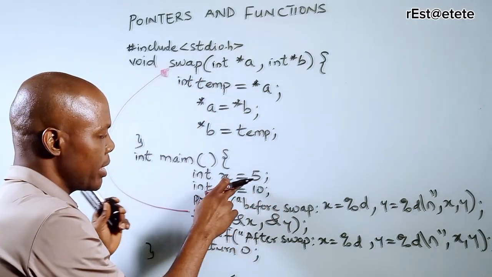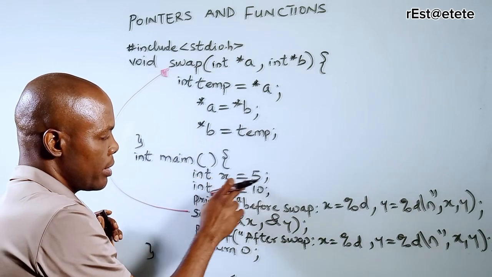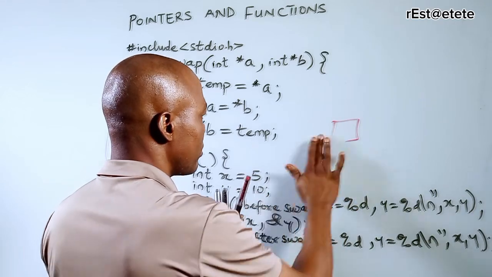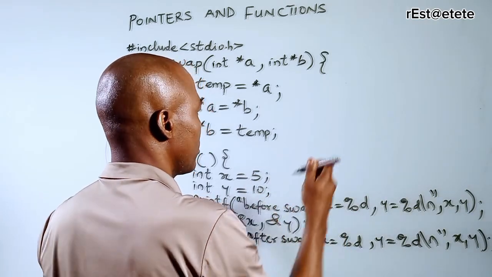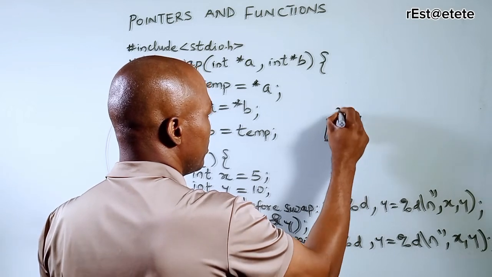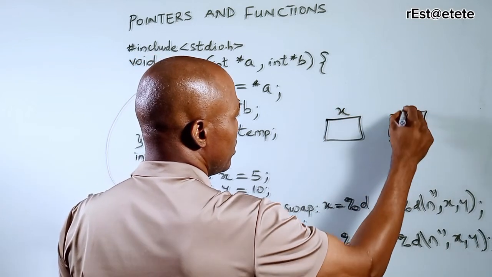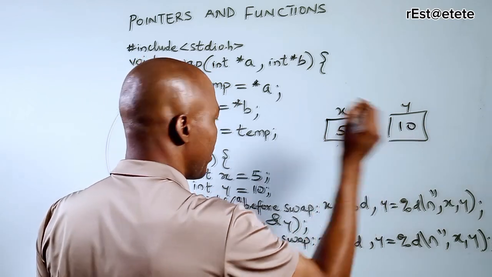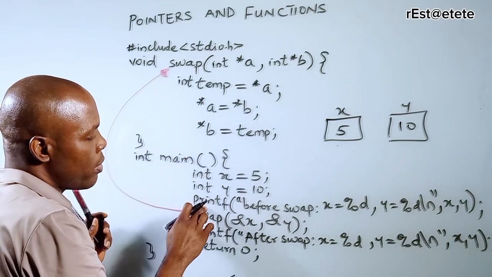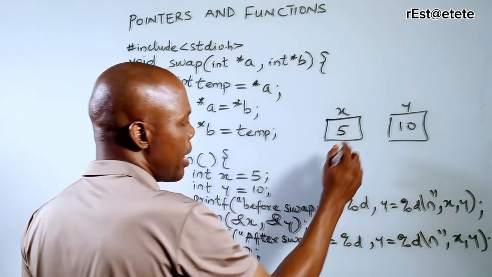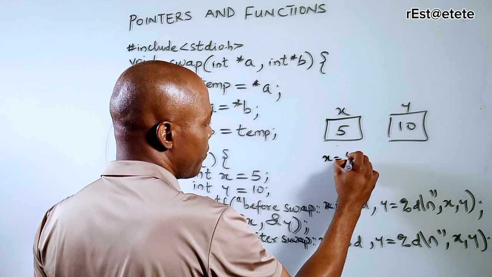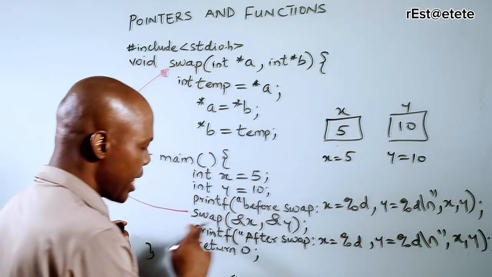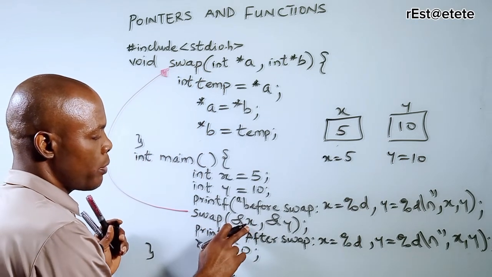So at this point, I declare two variables, int x, assign 5 to it. So I have this. This is x. This is y. Here I have 5 and here I have 10. Before swap, x equals 5 and y equals 10. Then I call the swap function, supplying the address of x.